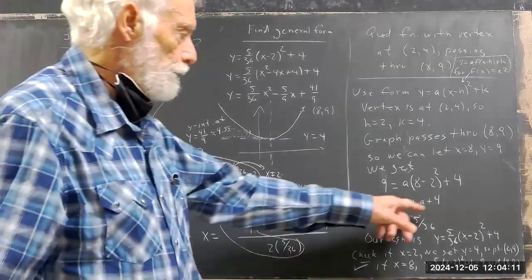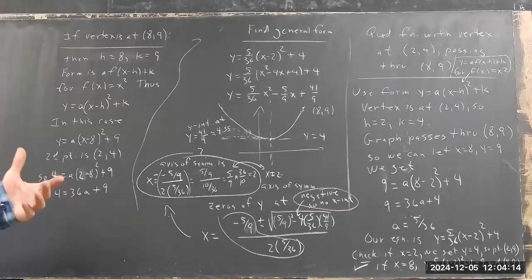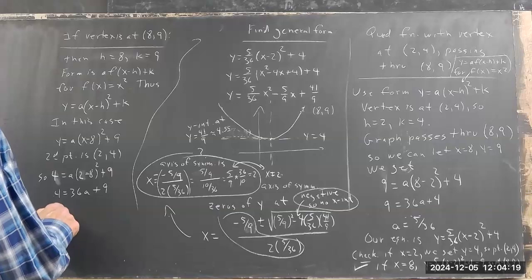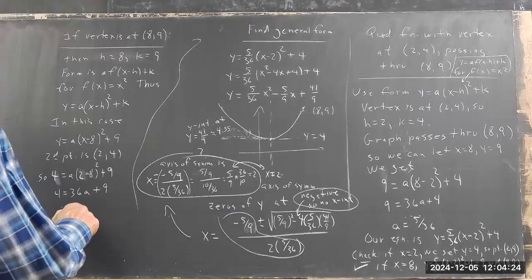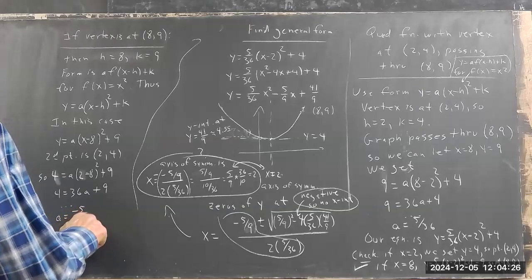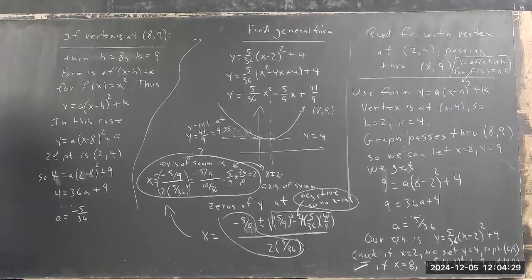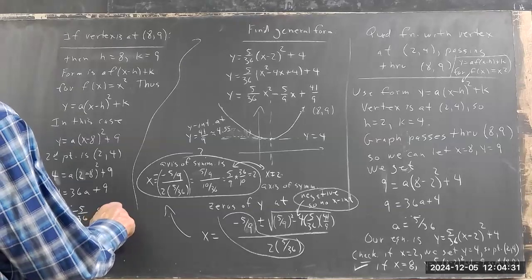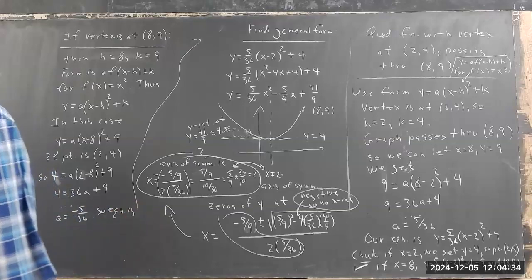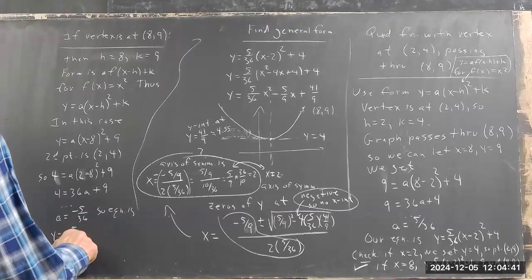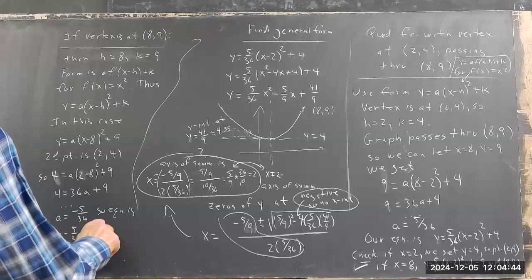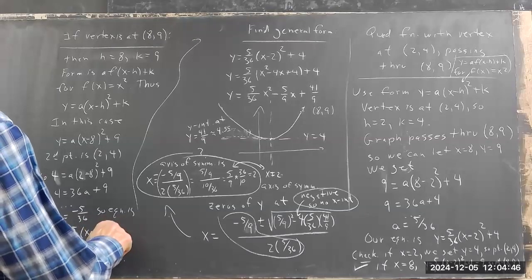Notice before we got 9 equals 36a plus 4. So we've got a different solution this time. Well, what we get here is, subtract the 9, we get -5. a is -5 over 36. So our equation is y equals -5/36 times x minus 8 squared plus 9.